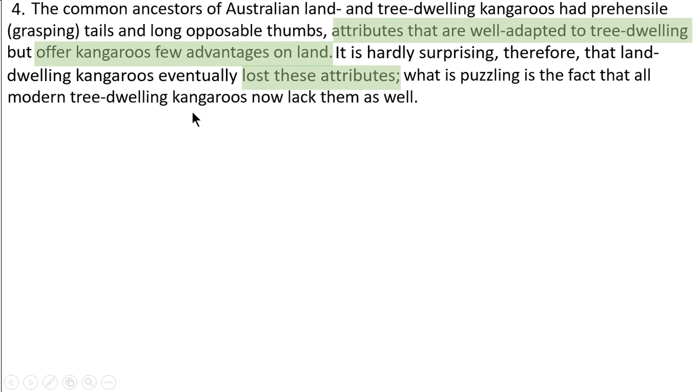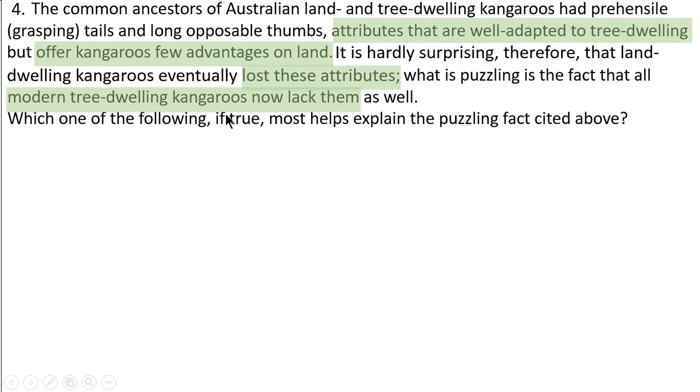What is puzzling is the fact that all the modern tree-dwelling kangaroos now lack them as well. What is puzzling is that tree-dwelling kangaroos also do not have these features. While we have studied earlier that these features are well adapted to tree-dwelling kangaroos, still the modern-day tree-dwelling kangaroos do not have these features. How can this happen? This can happen if we apply the rule of evolution in the situation where the tree-dwelling kangaroos' ancestors are land-dwelling kangaroos, and those land-dwelling kangaroos lost these features, and that is why today's modern tree-dwelling kangaroos do not have these features.